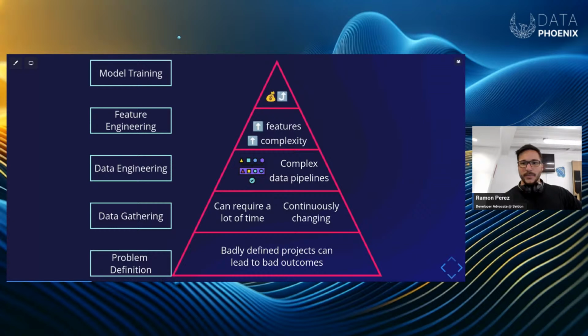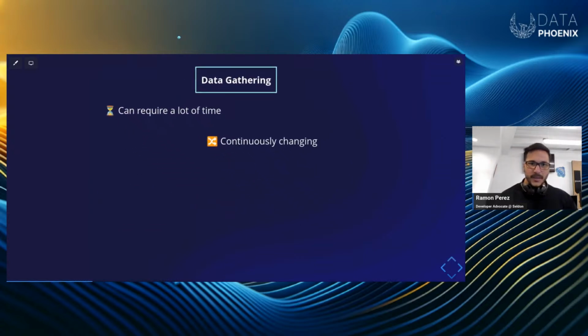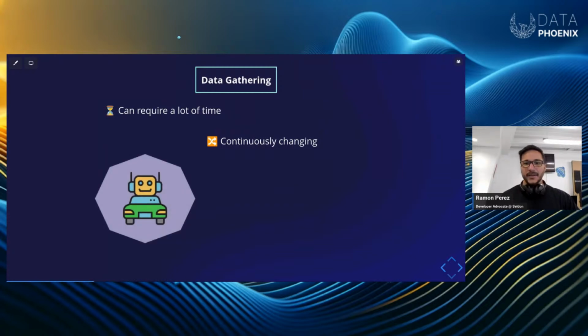And then at the top, you're going to have the money-making object, model training, which as we start using more and more data, starts becoming more and more expensive. So how can we think about it? In data gathering, I mentioned it can require a lot of time and can be continuously changing. Well, if we combine those two, we also get to the point that there can be a lot of obstacles.